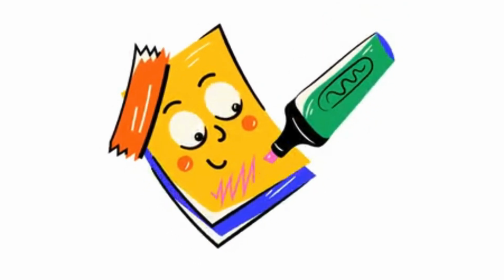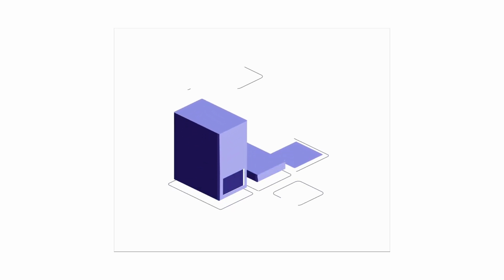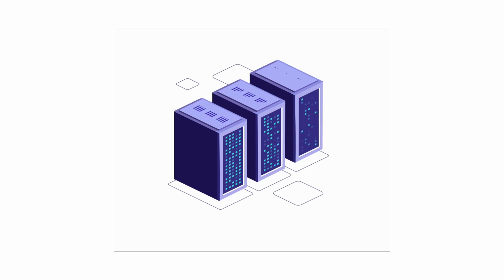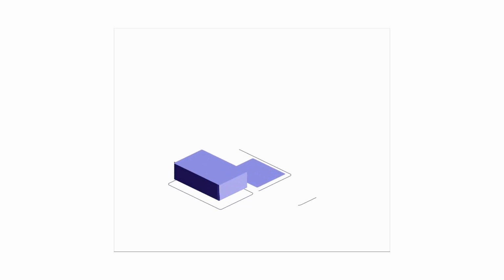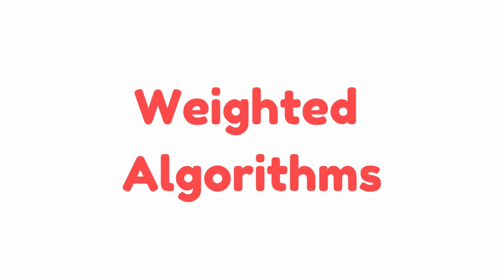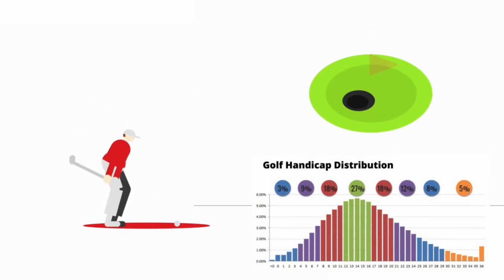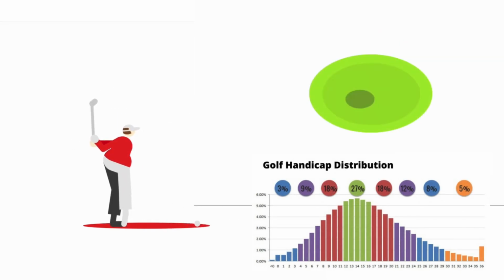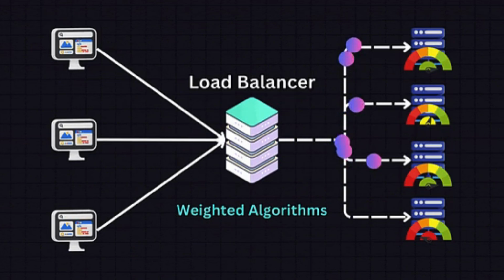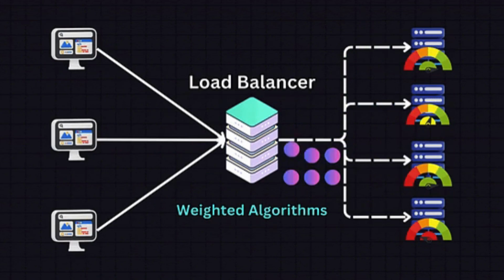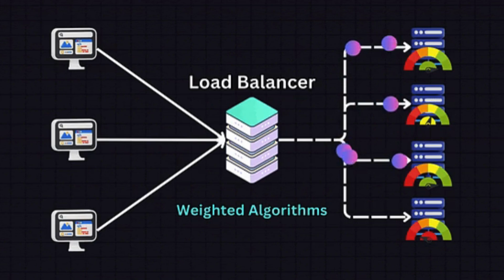Right. What about situations where you have servers that have different capabilities? Some are more powerful than others. Can load balancers handle that kind of diversity? Absolutely. And that's where weighted algorithms shine. So imagine a golf game where some players get a handicap based on their skill level. Weighted algorithms do the same thing for servers. They assign weights to different servers based on their processing power, memory capacity, and other performance factors. So a really powerful server would get a higher weight and therefore more requests. Exactly. It's a way to account for the diverse capabilities within a server pool. So it's like putting your strongest players in the most important positions.